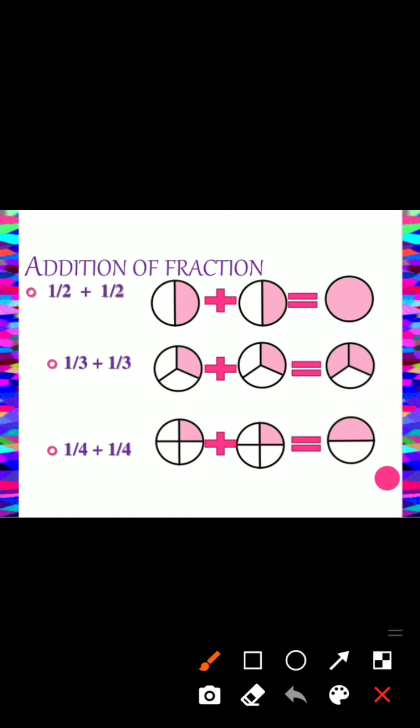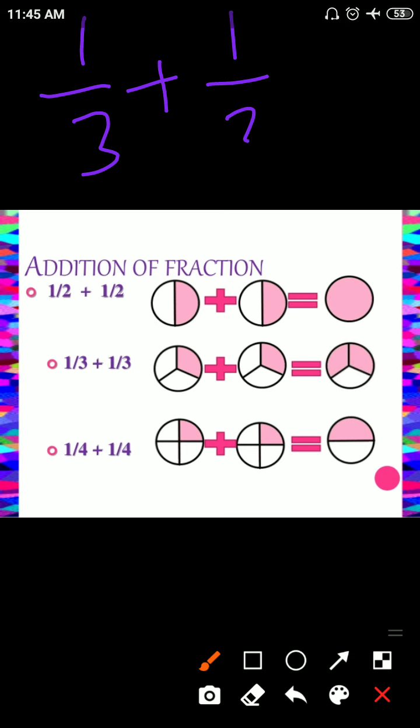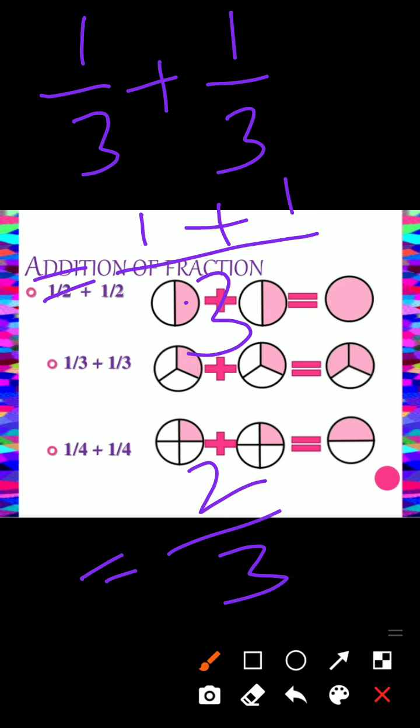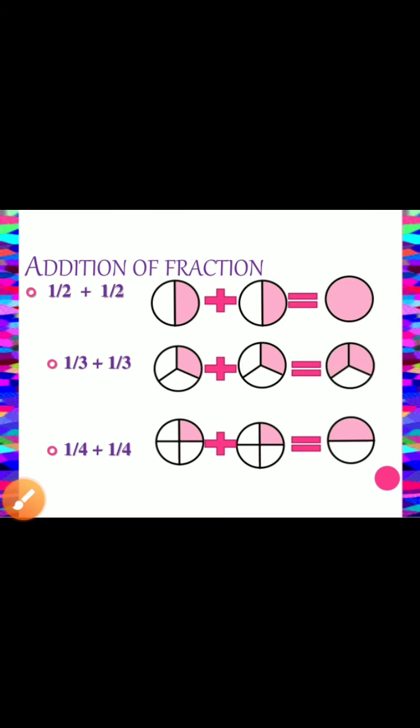You want to add 1 upon 3 plus 1 upon 3. You know the denominators are the same, so the LCM will also be the same, 1 plus 1, so your fraction will be 2 upon 3. Now you can check, two parts are filled and there are three parts total. So like this you can solve your addition of fractions.